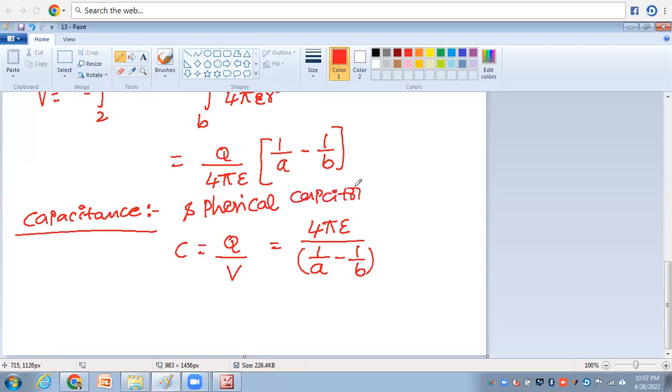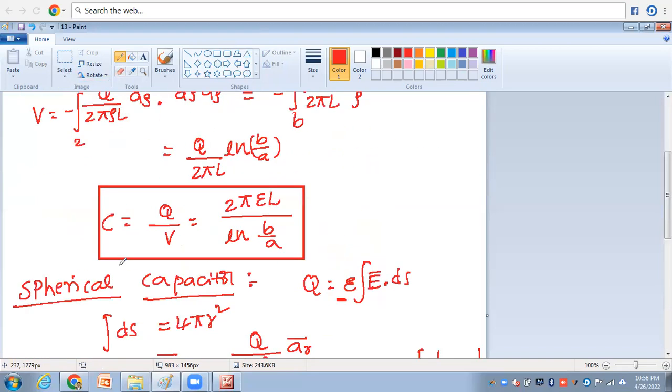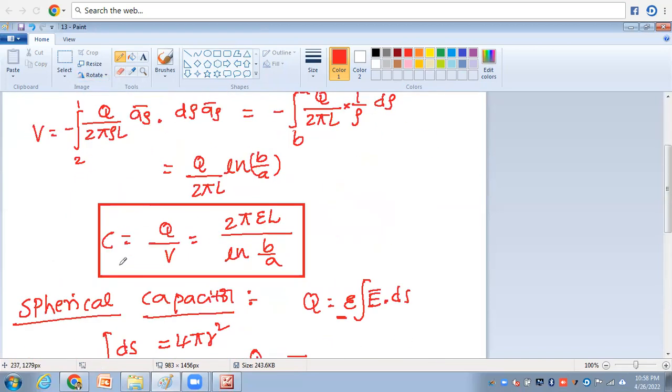Anyway, we derived three expressions. One is the spherical capacitor, C equal to 4 pi epsilon by 1 by a minus 1 by b. I will box it also. This is called the spherical capacitance. For the coaxial cable, C equal to 2 pi epsilon L by ln b by a. And the parallel plate capacitor discussed before is C equal to epsilon S by d. That's it.